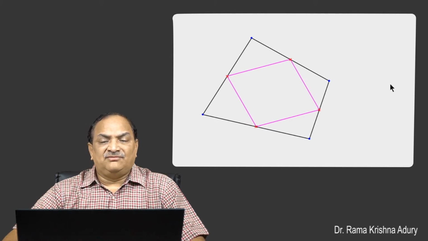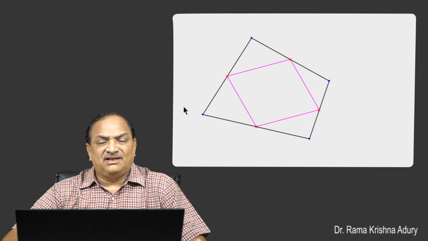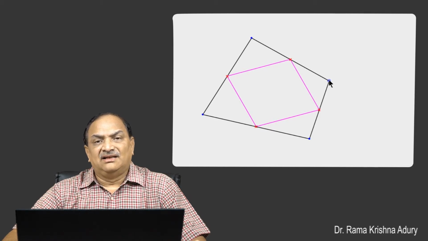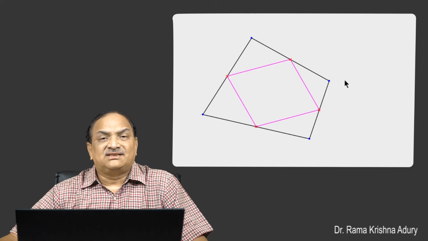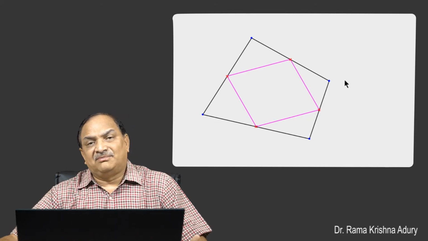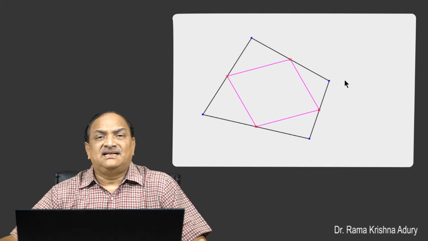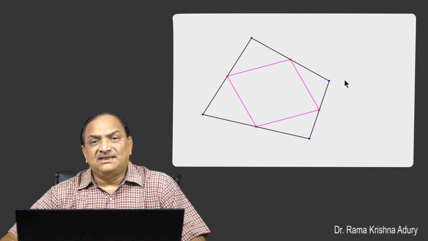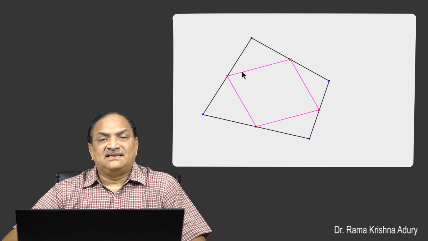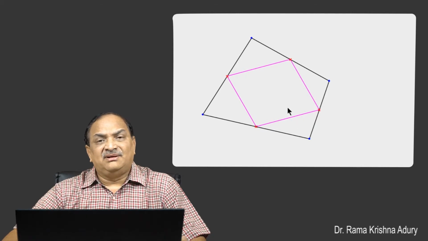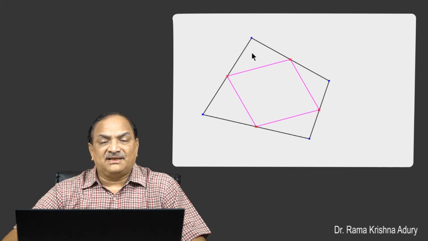Okay, and if you want to know the proof of that, you can join any diagonal, and in that triangle you are joining the midpoints of two sides of a triangle. Eventually that is half of the third side and parallel to that one, and using that theorem we can understand that this figure is every time a parallelogram essentially.